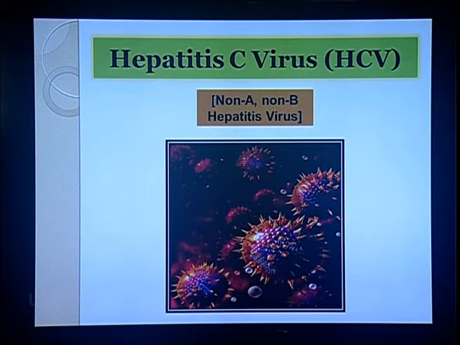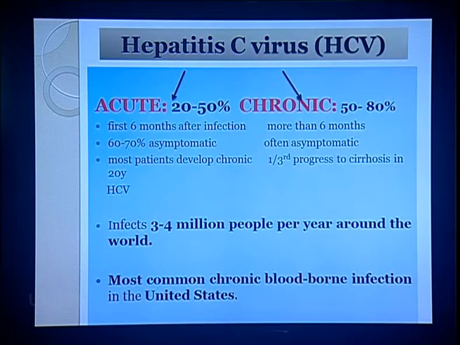Now coming to hepatitis C virus, it is called non-A, non-B hepatitis virus. You can see the structure of the virus under the electron microscope. It causes acute and chronic diseases, hepatitis, and affects about 3 to 4 million people per year across the globe.